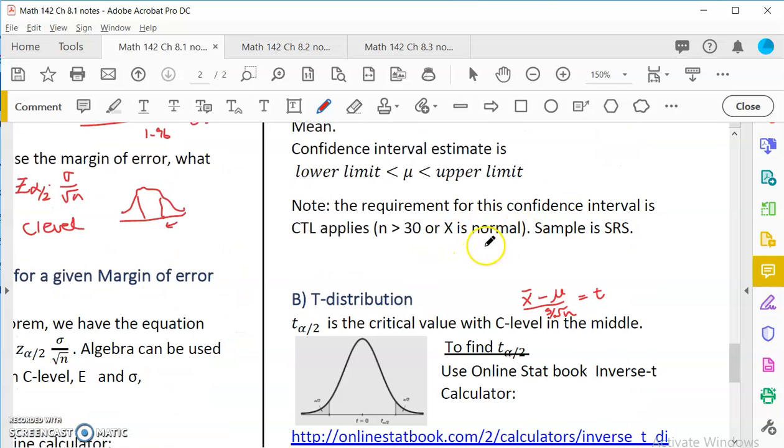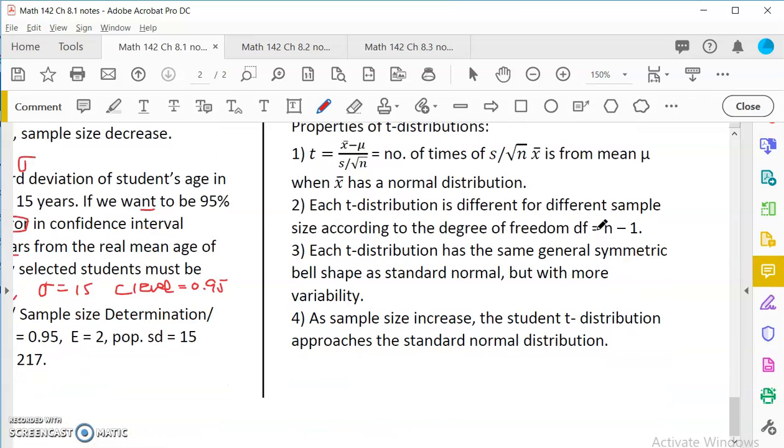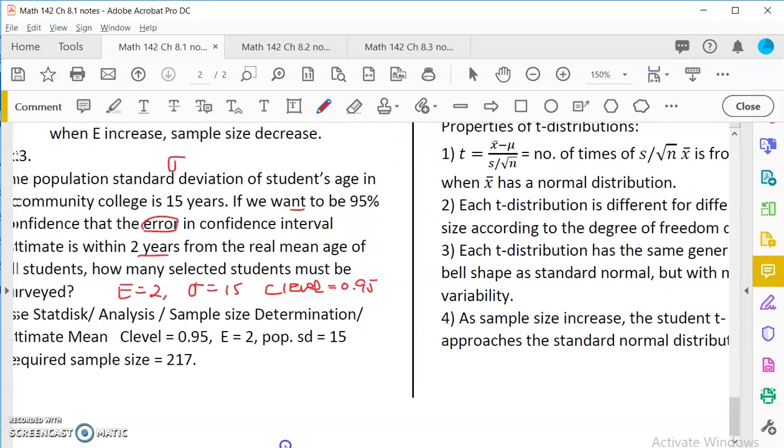So the other things are pretty much the same. The requirement to run this confidence interval is that the CLT has to apply, the central limit theorem has to apply. That means your X is normal or your sample size is greater than 30, and also your sample is a random sample. So let's do some examples.